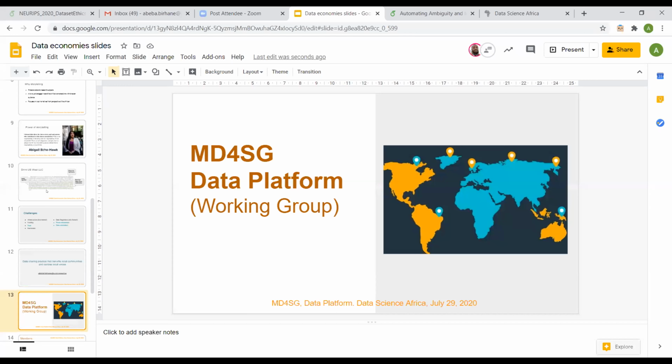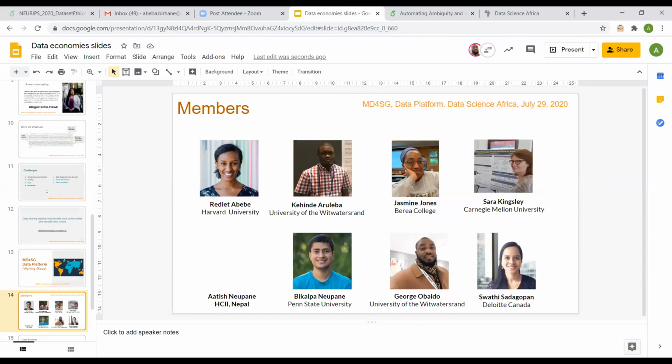Thank you, Aviva. Given the numerous challenges of data sharing, our group, composed of researchers and developers, has developed a data prototype platform. These are our members. Two of us are based on the African continent, Kehinde and I, and we also have researchers as well as developers spread across different continents.